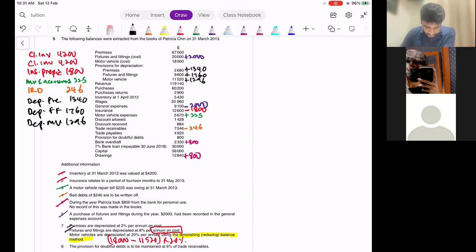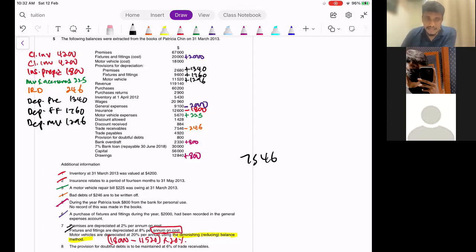After that, provision for doubtful debt is 6% of my trade receivable. Okay, if you got decimal, something is wrong. Normally we won't get decimal. If you got decimal in this type of question, something is wrong. 7546 times 6%. That's what you did, I think.